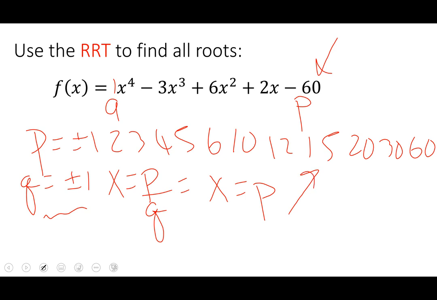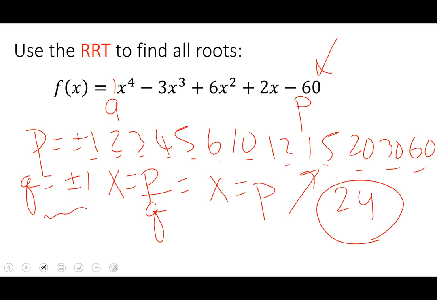How many possibilities is that? Remember that when you count them, you would count each number as 2 because it's plus or minus. So as I go from left to right, that would be 2, 4, 6, 8, 10, 12, 14, 16, 18, 20, 22, 24 possible rational roots based on applying the rational root theorem. So 24 possible rational roots, that sounds like a lot.